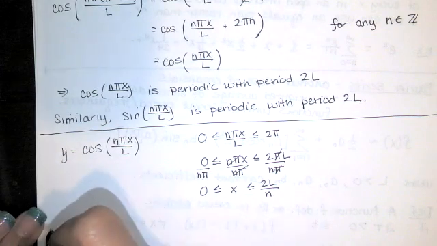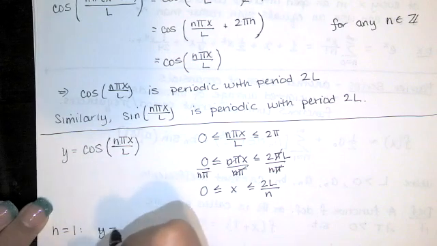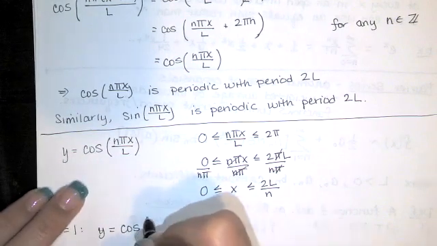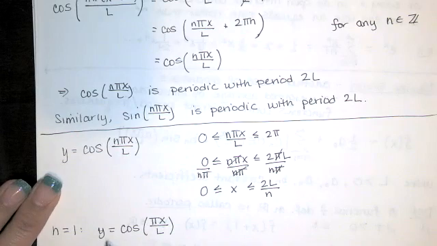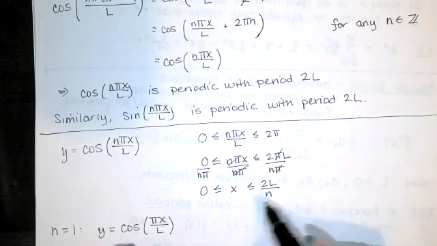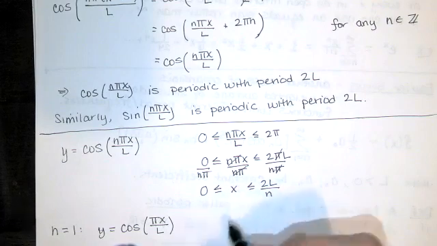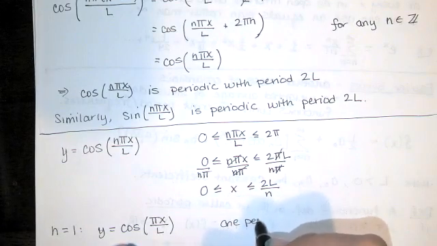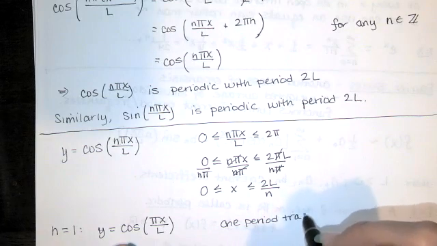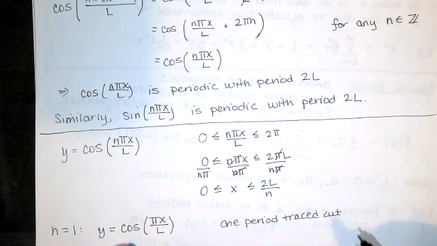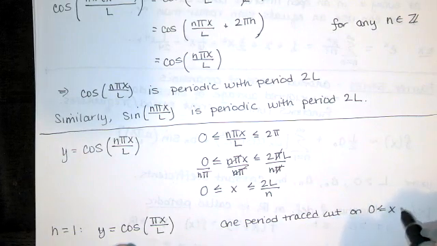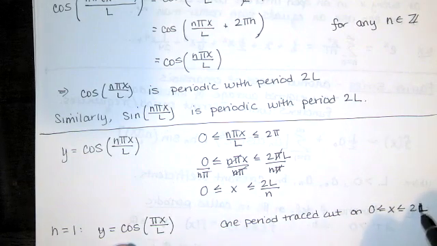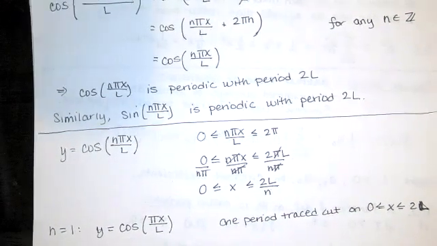So when n is equal to 1, we have y equals cosine of pi x over L. In that case, we're going to trace out one period of this function if n is equal to 1. We have one period traced out on the interval from 0 to 2L, because I'm replacing n with 1. And so what I would see is this.